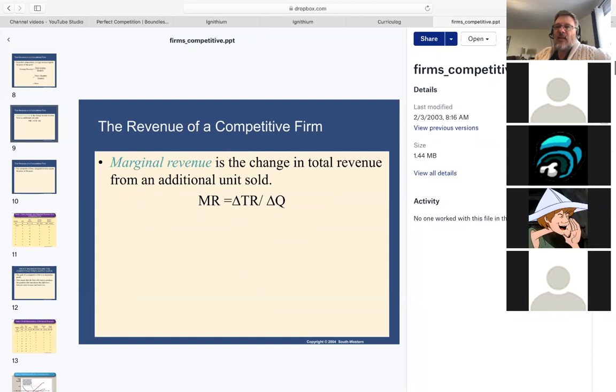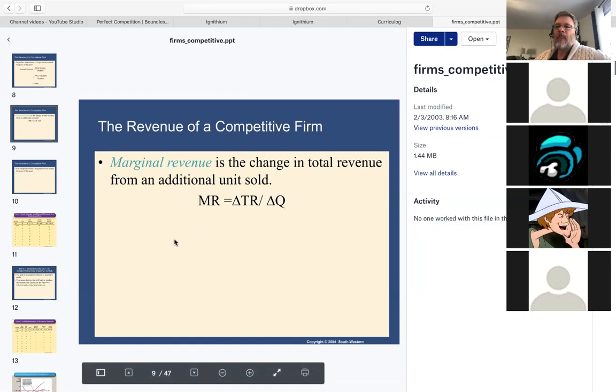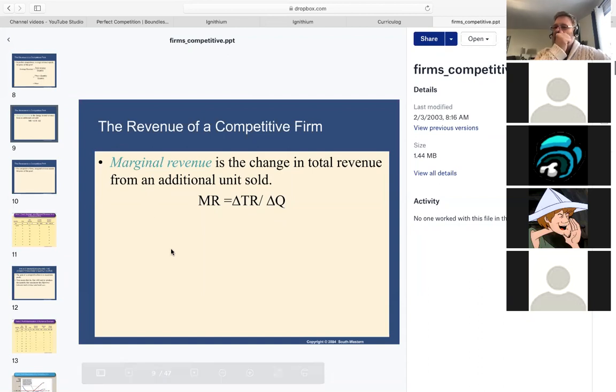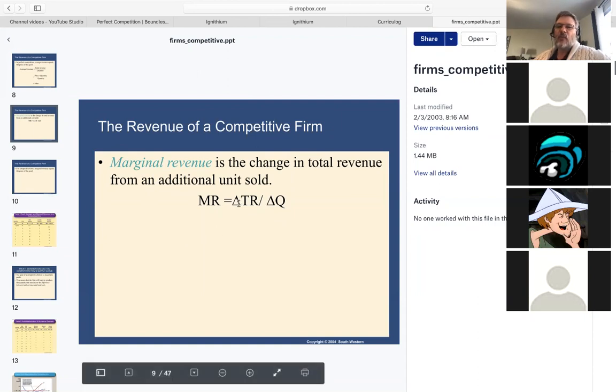The other key concept that is new in this chapter, and it's going to be really the biggest idea moving forward for the rest of this class, is this one. And so I'll spend a minute talking about it. Marginal revenue. Marginal revenue is the change in total revenue from selling an additional unit of the good. And that's what these capital Greek letter deltas mean: change. Change in total revenue as you change the quantity.